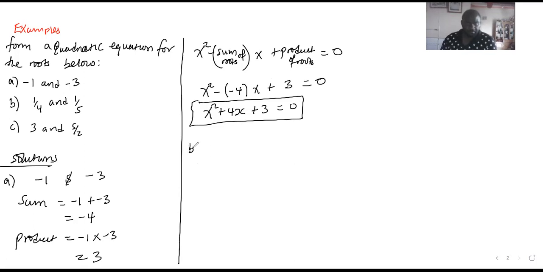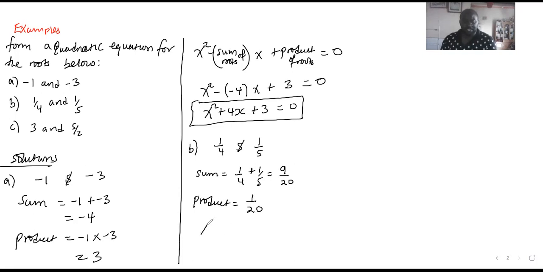So part B, we have roots which are 1/4 and 1/5. For part B, the sum of the roots is going to be what? The sum of the roots is 1/4 plus 1/5, and this is going to give us 9 out of 20. You cross multiply the 5 and the 4, and then you multiply it down by the 2. The product is going to be 1 out of 20.